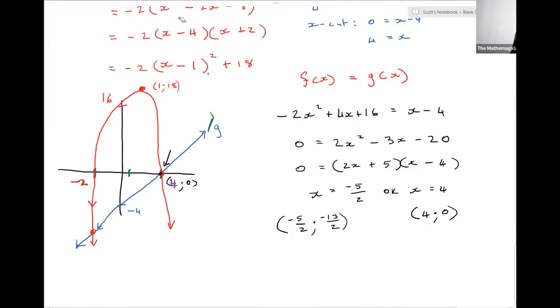All right, I just want to put those coordinates on my drawing, and then I'm going to ask you another hard question. So that's going to be that x value there, right? Negative 5 over 2 and negative 13 over 2. Great.